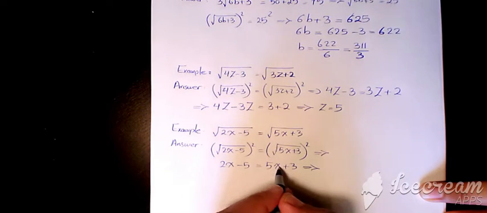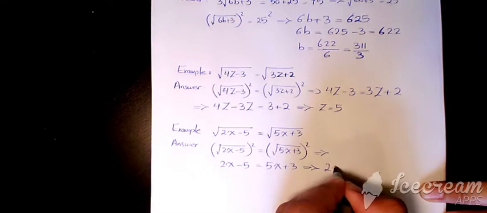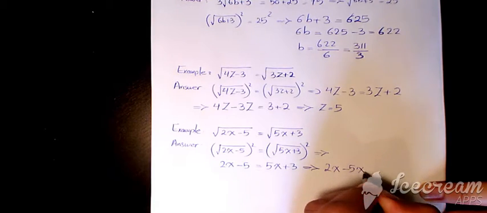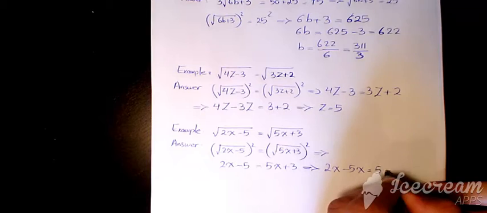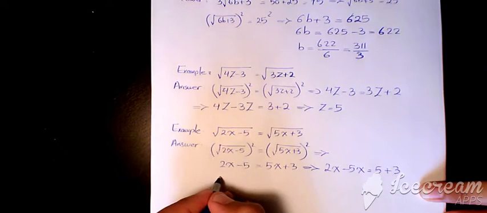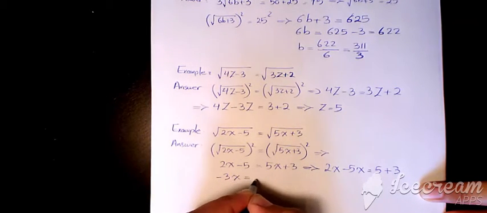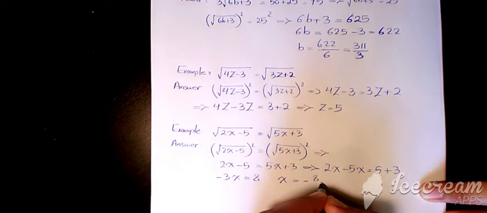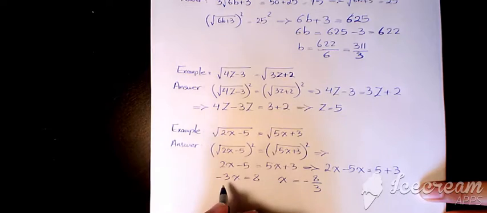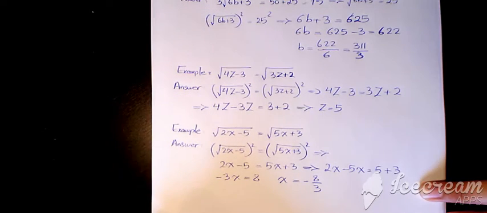Therefore, I move the 5x to the left hand side. It will be 2x minus 5x. And I move negative 5 to the right hand side. It will be 5 plus 3. So that makes it negative 3x equals 8. Or x will be equal to negative 8 over 3 if you divide both sides by negative 3. That's the final answer.